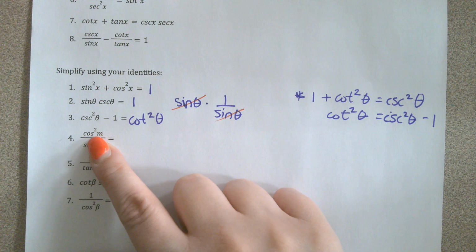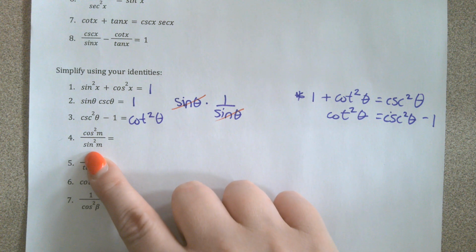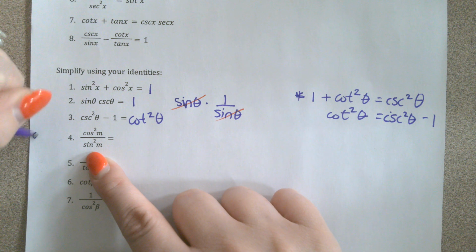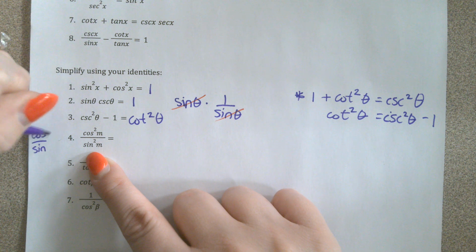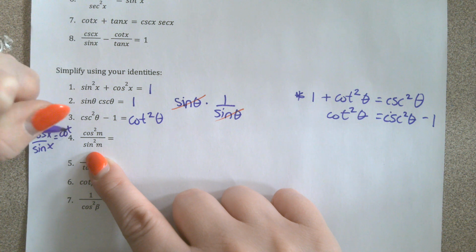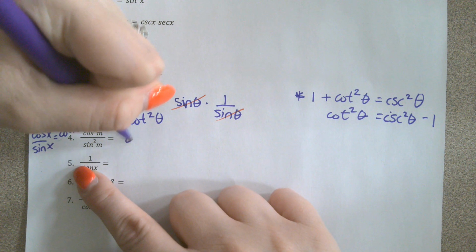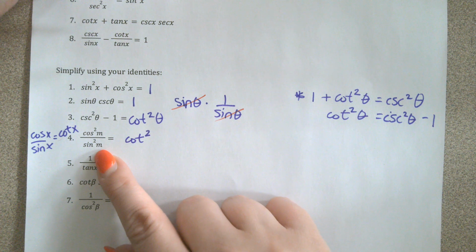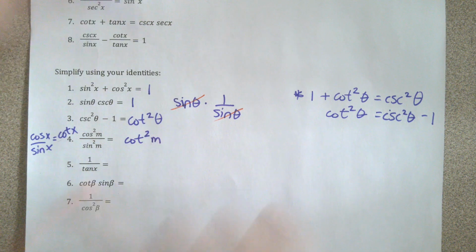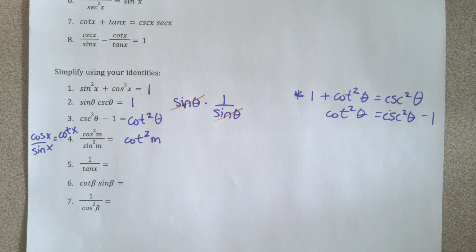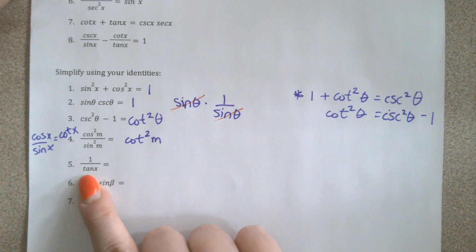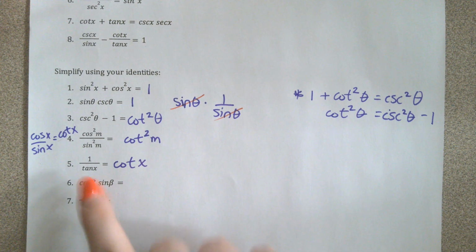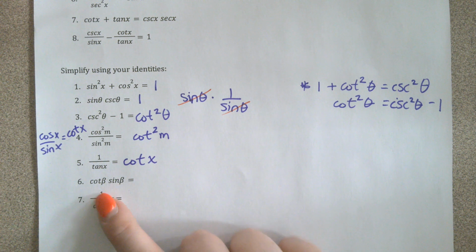All right, cosine squared m over sine squared m. First off, cosine over sine, you should recognize that. That is cotangent. So we've got cotangent here. They're both squared, so my answer is squared. And then on top of that, our letter here is m. So it's just cotangent squared of m. 1 over tangent x, that's a reciprocal. You should recognize it. It's cotangent x. Tangent and cotangent are reciprocals.